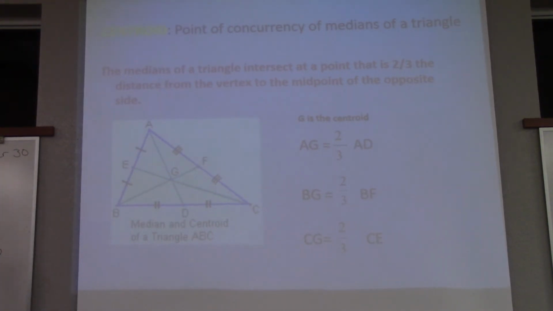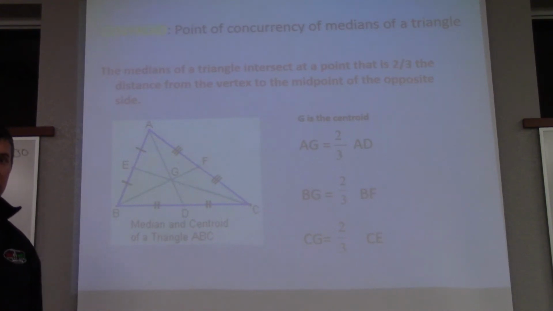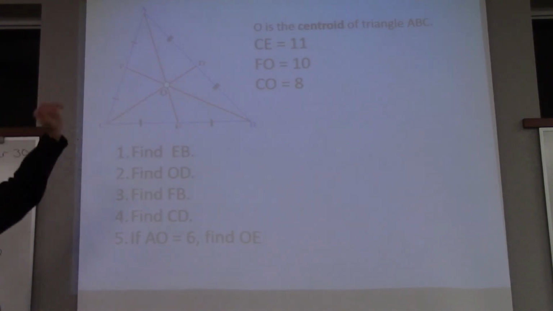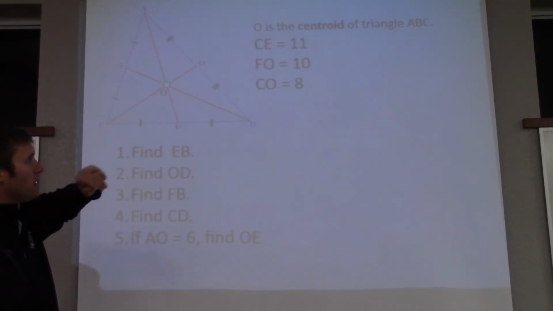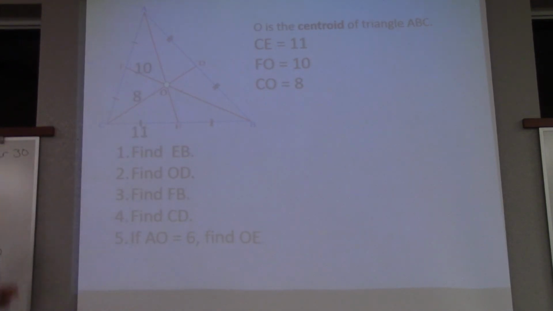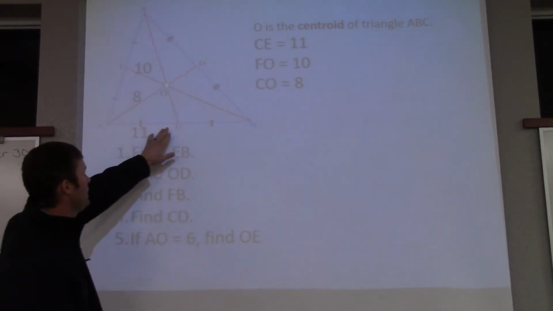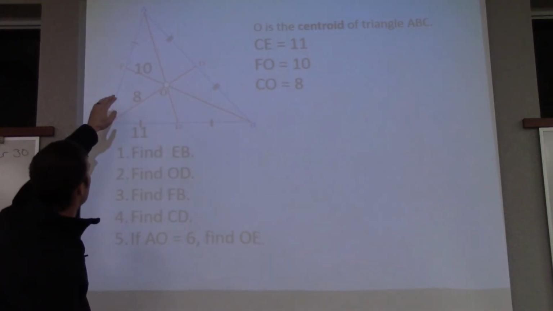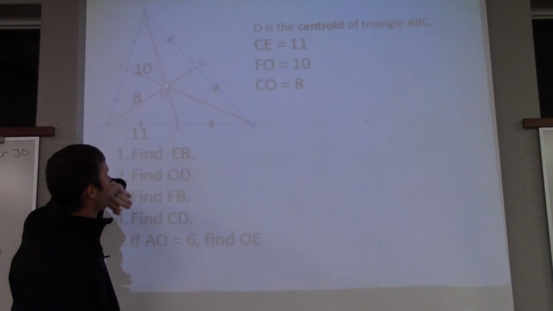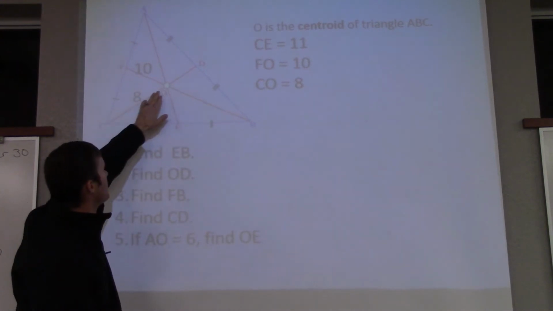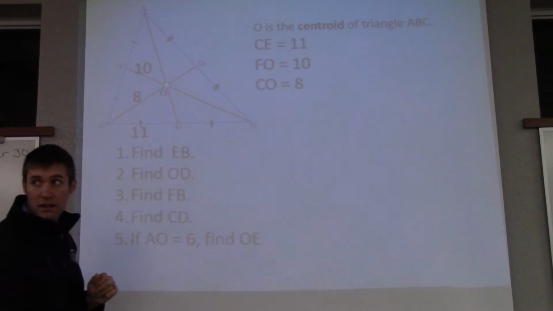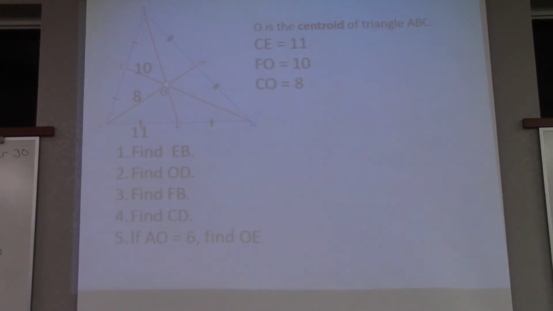So what I do is I break it up into thirds. Here's an example. We want to find E to B. First of all, we know C to E is 11, F to O is 10, and C to O is 8. So let's list them all out. Again, C to E is 11, F to O is 10, and then C to O is 8.